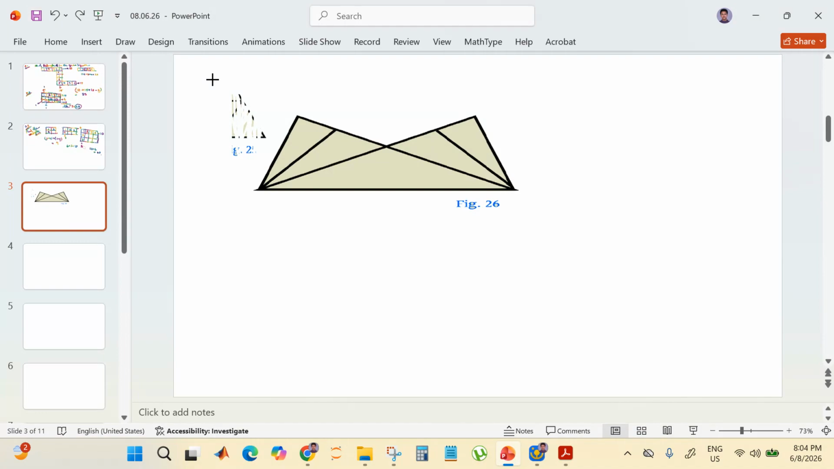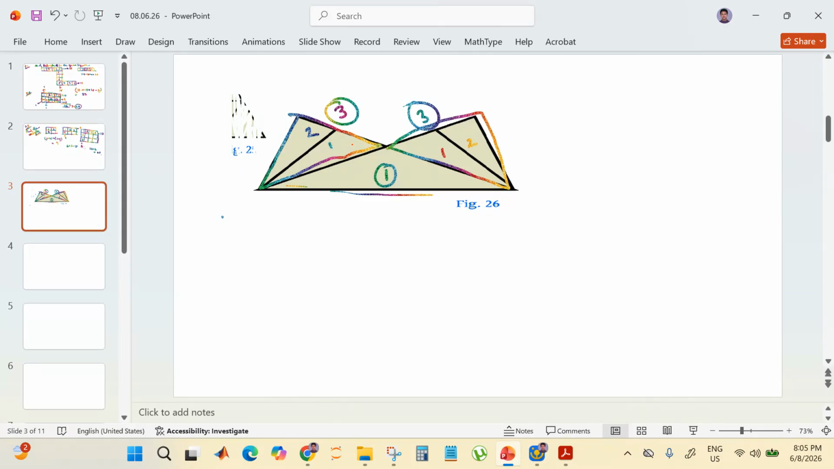From the homework, I am giving you the first problem, figure number 26 here. Tell me the number of triangles. See, it is a type 1, 2, that means there are three triangles. It is also 1, 2, that means three triangles are there. And there is a common part, this is one triangle.